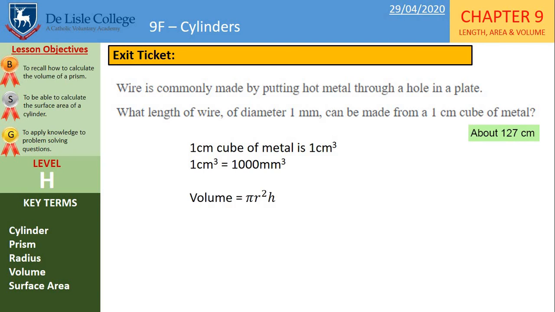If we know the formula, we can substitute in. We've got the volume is 1000, and that's going to equal pi multiplied by the radius, which is 0.5, squared, and then we're going to times by the height. So that is what we're trying to work out. So to get the height, we're going to do 1000 divided by pi times 0.5 squared, which gives us this value. Remember, we're in millimetres, so that can be then converted into centimetres for your answer.